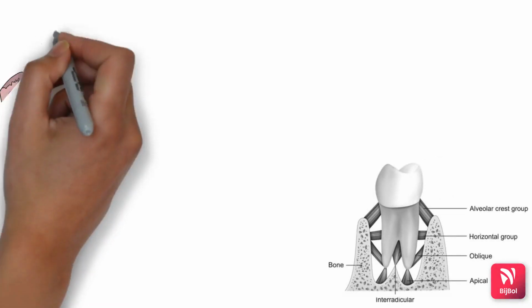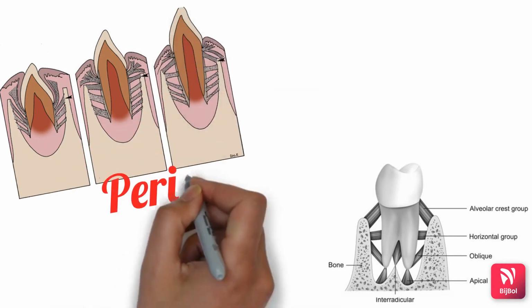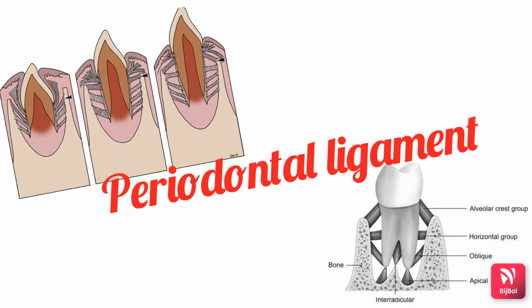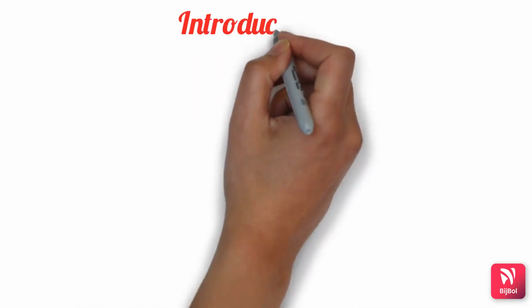The present topic of discussion is the periodontal ligament in oral histology, wherein we will be discussing its development, components, principal fibers as well as functions of the periodontal ligament. So now let's see the introduction about the periodontal ligament.